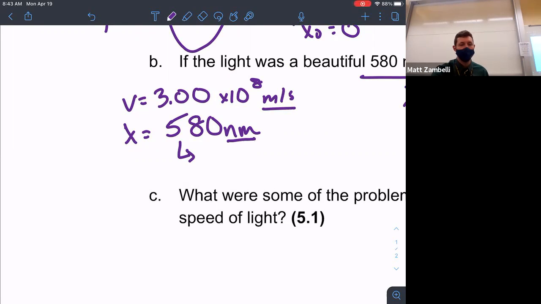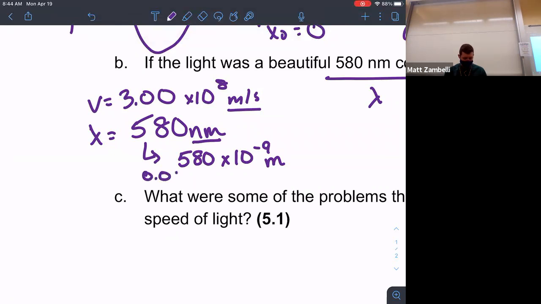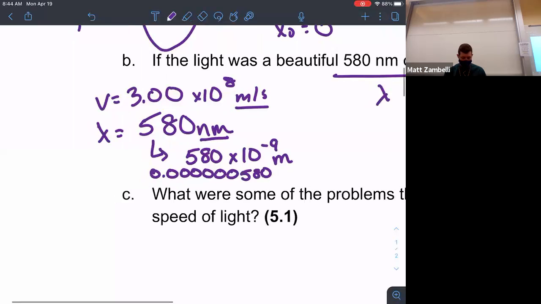So if we're converting it to meters, we should be able to figure out that it's going to be 580 times 10 to the negative 9 because it's one billionth of a meter. So we got to do times 10 to the negative 9 meters. Or you can write it as 0.000000580. Both of those are the same value.